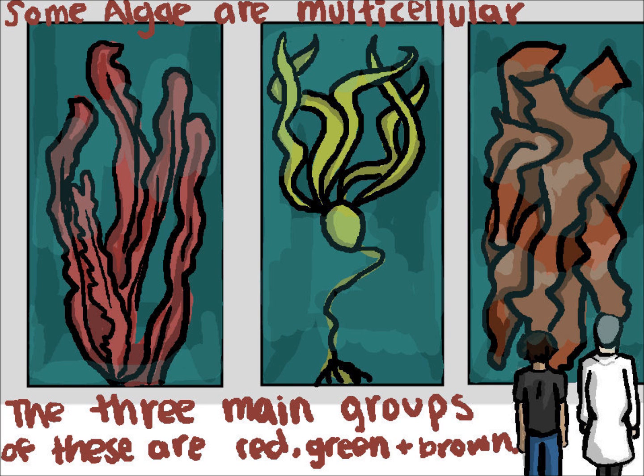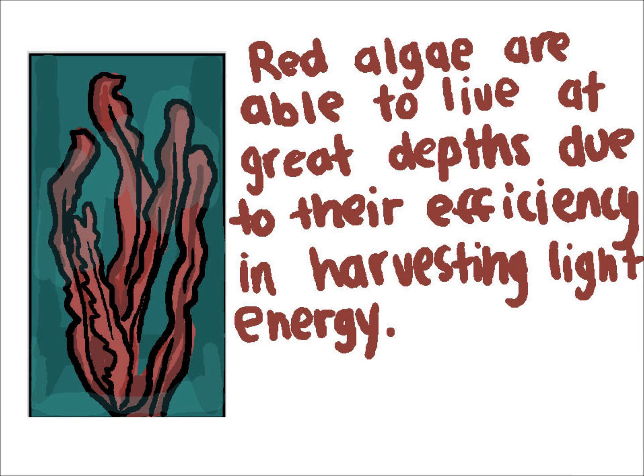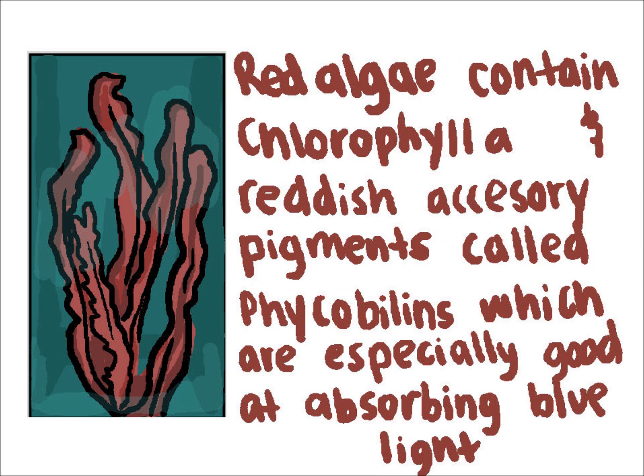Some algae are multicellular. The three main groups of these are red, green, and brown. Red algae are able to live at great depths due to their efficiency at harvesting light energy. Red algae contain chlorophyll A and reddish accessory pigments called phycobilins, which are especially good at absorbing blue light.